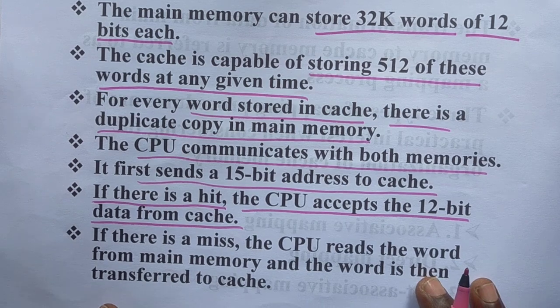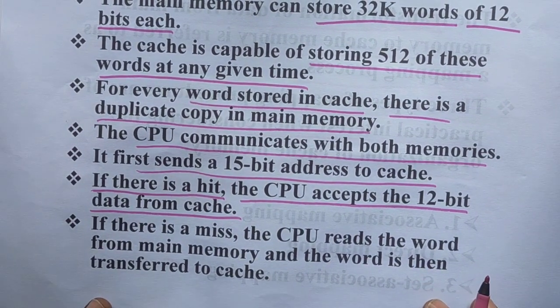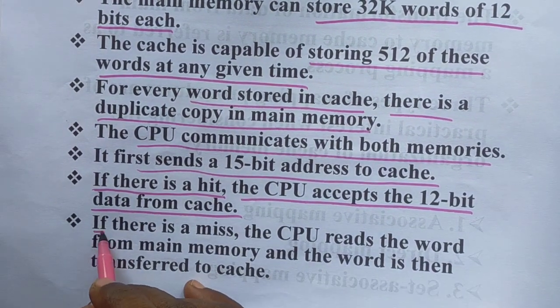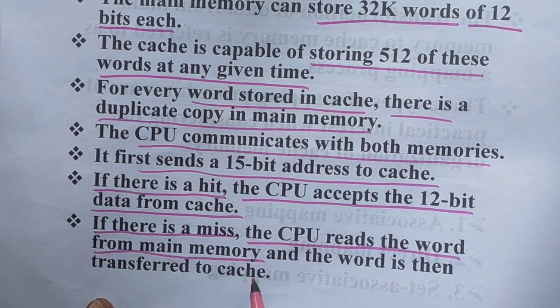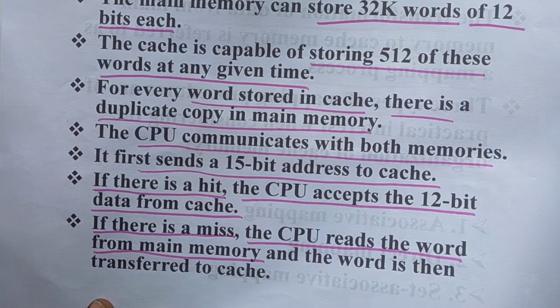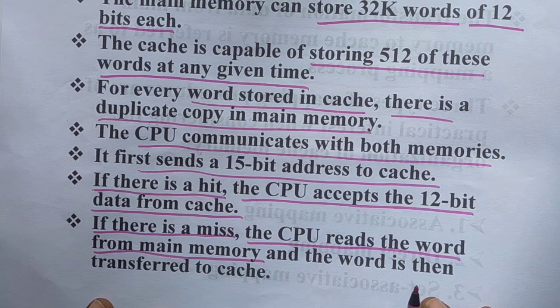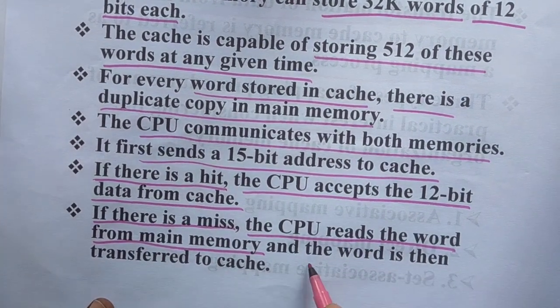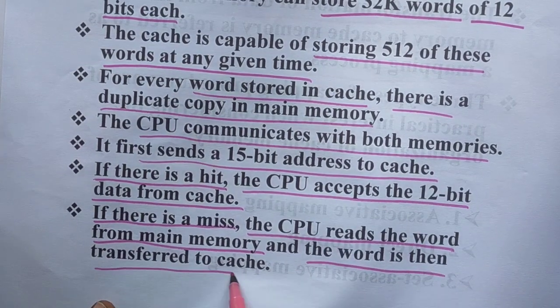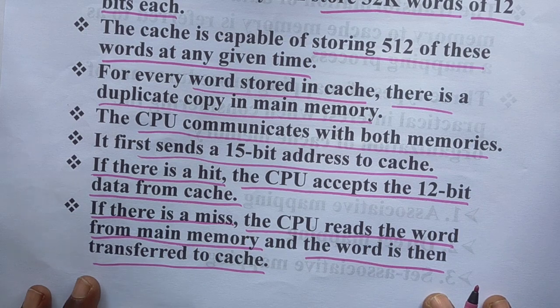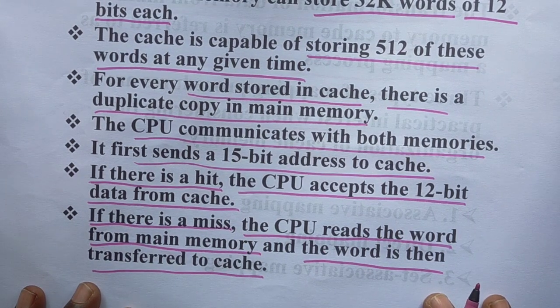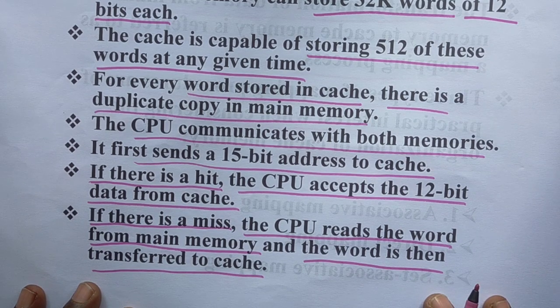If there is a miss, then obviously we cannot find it in cache, so the CPU reads data from main memory. As I told initially, if data is not available in cache, it is available in main memory, and the word is then transferred to cache. After that, it will use the data from cache.